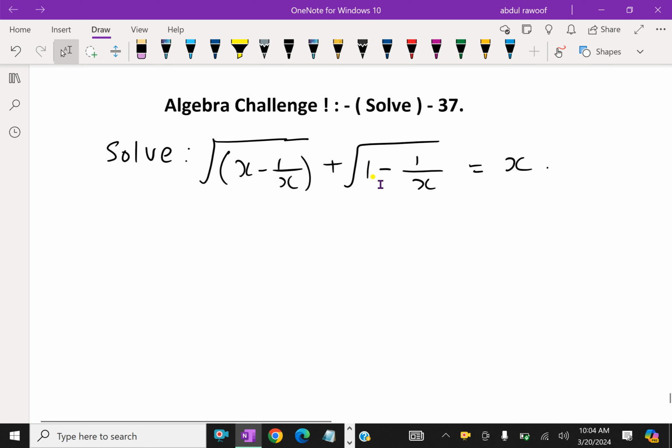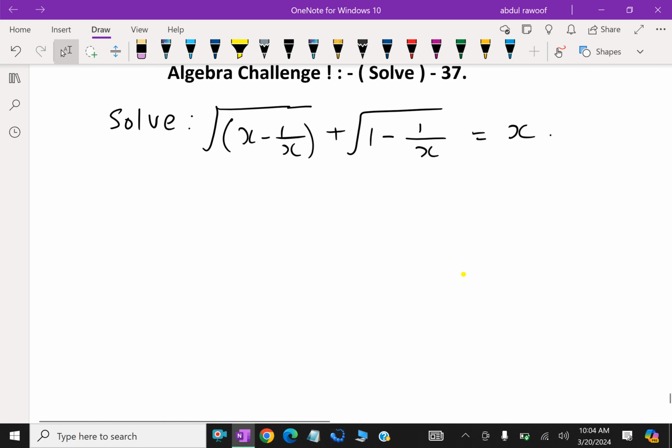In algebra challenge, let us solve square root of x minus 1 over x plus square root of 1 minus 1 over x equal to x. Then we have to solve this typical equation. Look at here. We have to substitute this first part of LHS equal to m. The second part is n.